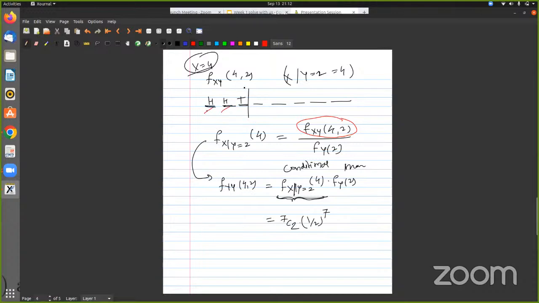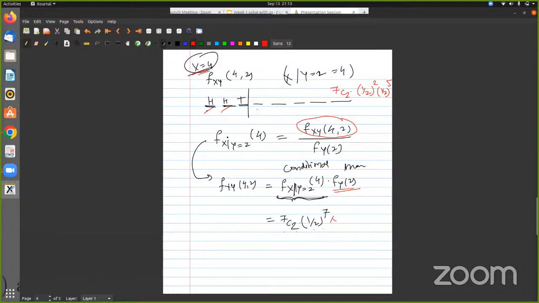So how many heads do I need in the rest of the 7 tosses? I need 2 heads. So what is the probability for that? 7C2, 1 by 2 to the power 2 into 1 by 2 to the power 5, right? So that is nothing but 7C2 1 by 2 to the power 7.